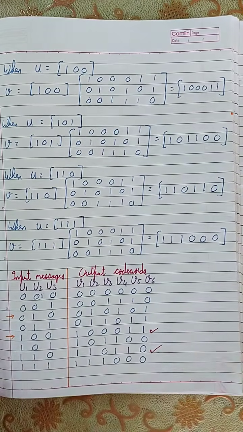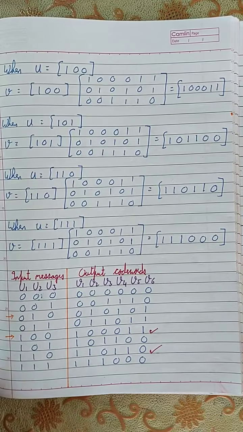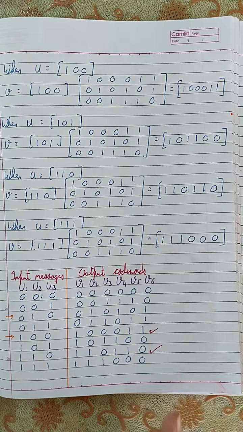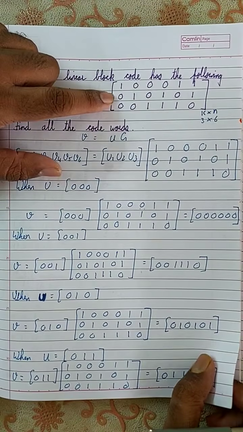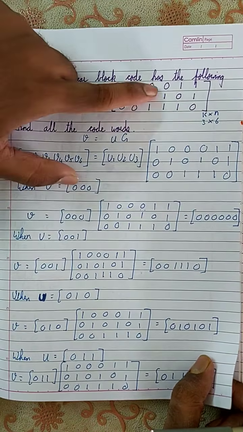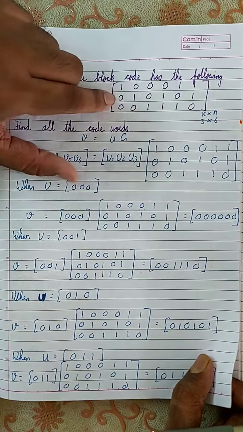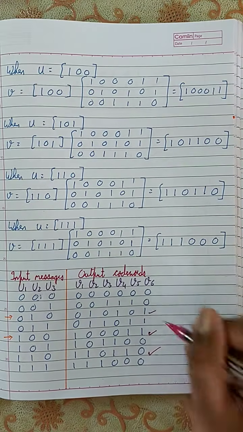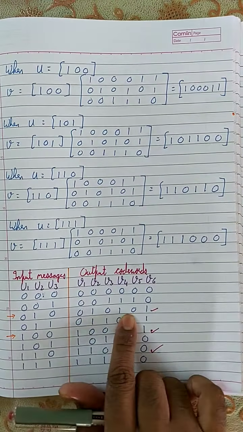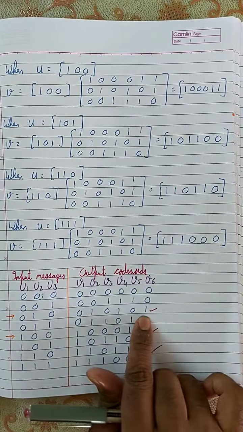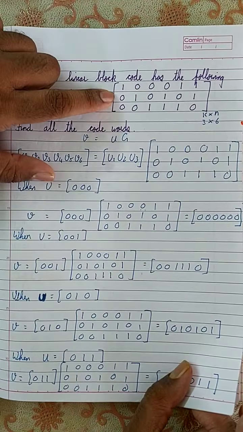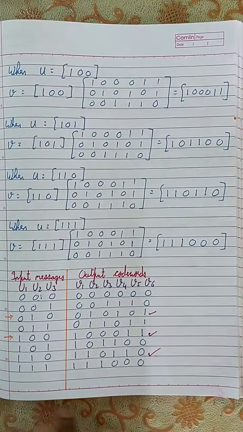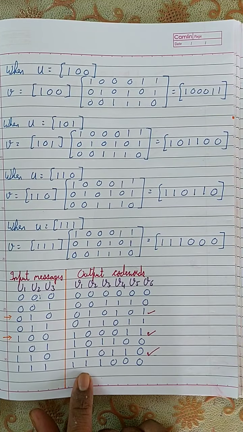See, this is another very interesting property of the (n, k) linear block code. That is, each row of the generator matrix is also a code word. Look at the second row, 0 1 0 1 0 1. Where is this code word? Let me check. They're over here. See, 0 1 0 1 0 1. This is also a code word. That is, the first row and the second row are also code words. What about the third row? 0 0 1 1 1 0.